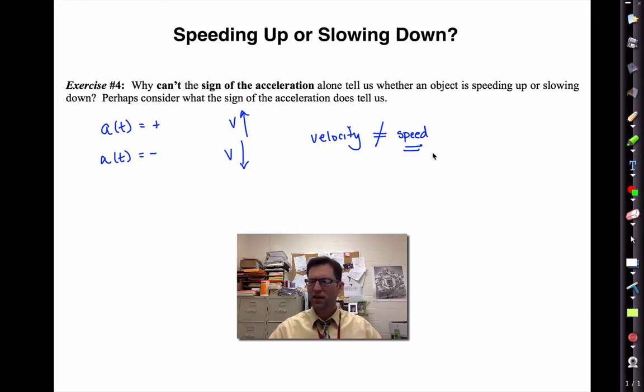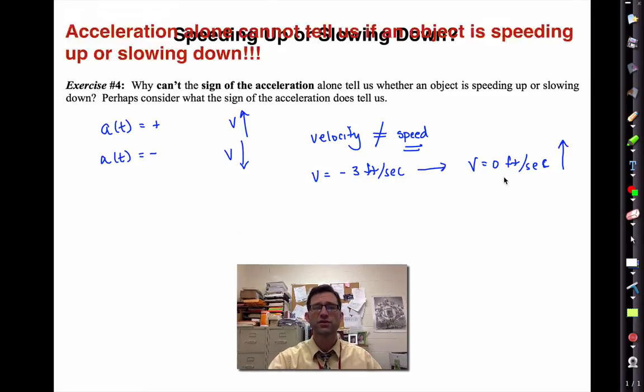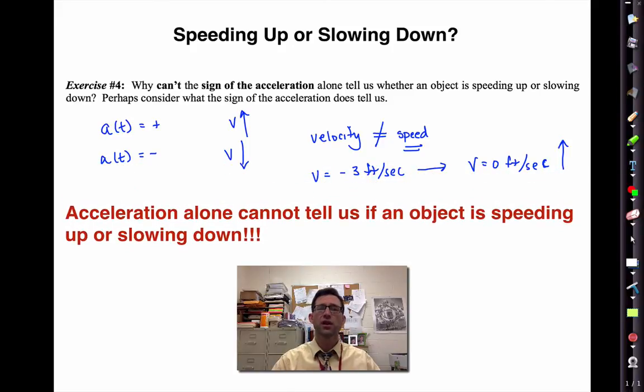Did you catch that? And if we had a velocity that was, let's say, -3 feet per second, and it changed to a velocity of 0 feet per second, well, velocity went up. If I go from -3 degrees Fahrenheit to 0 degrees Fahrenheit, I'm not happy, but at least the temperature's going up. But the speed's actually going down because it's going from 3 to 0. All right, so this is tricky. Most importantly, acceleration alone cannot tell us if an object is speeding up or slowing down. That's going to be a mistake many of my students are going to make, so I dare you not to. Do not use acceleration alone.